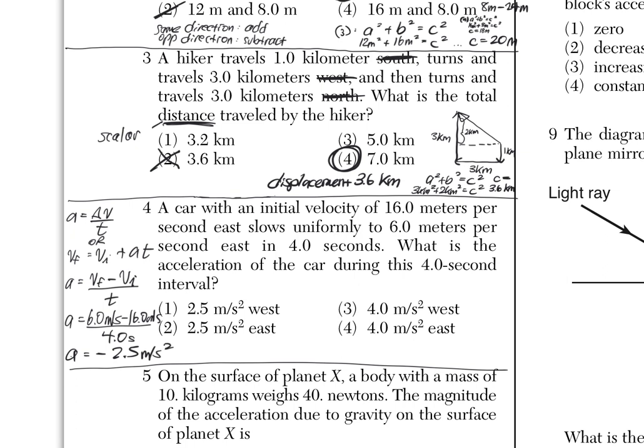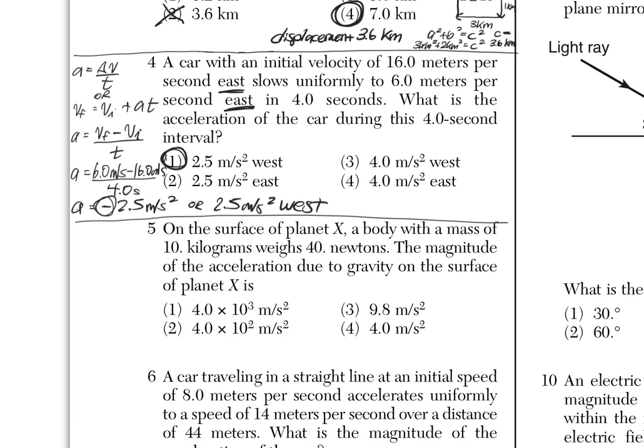And if the initial velocity was east, that negative means it's 2.5 meters per second squared west. And so that is going to be choice 1.